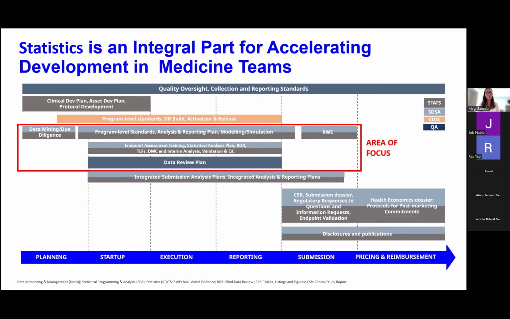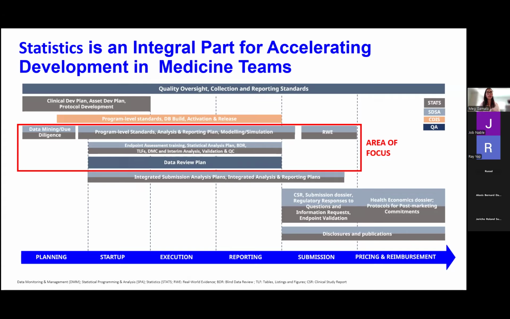Here, I broke down several parts of a clinical trial, starting from planning, startup, execution, reporting, submission, as well as pricing and reimbursement, and potentially pharmacovigilance. In general, we are already involved in so many things, including, for example, SDSA, which is programming, from the very get-go of trial development. So from clinical development plans, this is how we are going to create studies in support of a submission to the FDA.